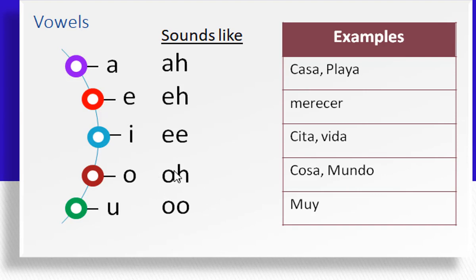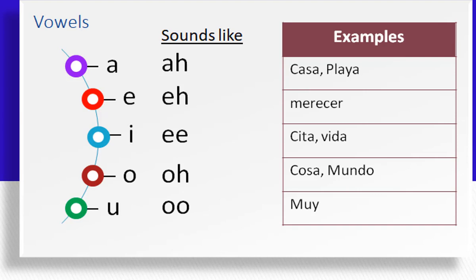O, next vowel, O. Example is Cosa, Cosa. So Cosa means thing. Mundo, mundo means world. And the last vowel being U. Example, muy, muy. So muy means very.